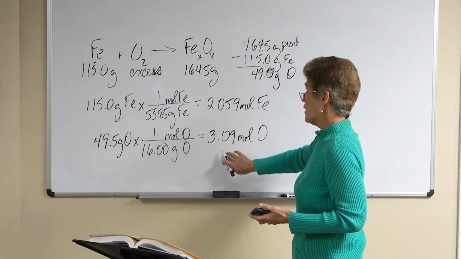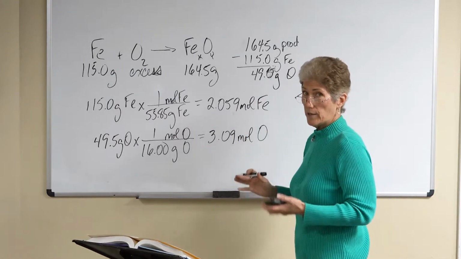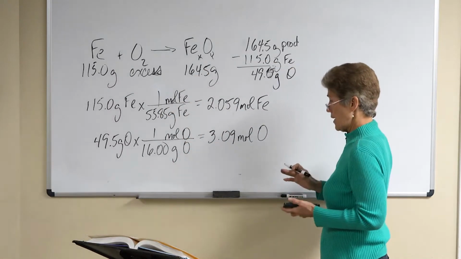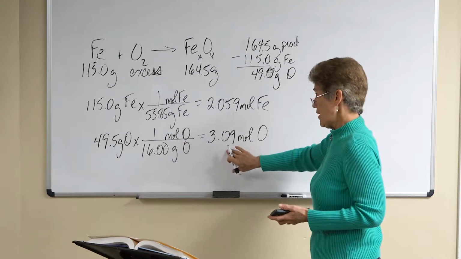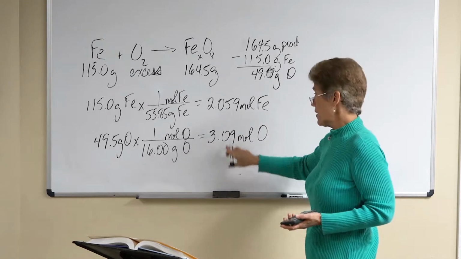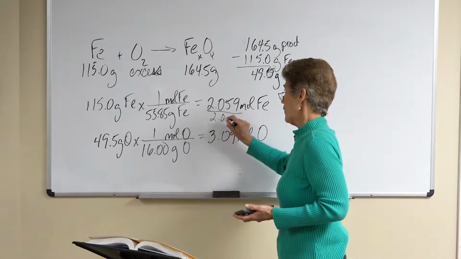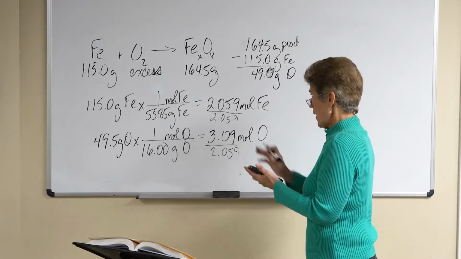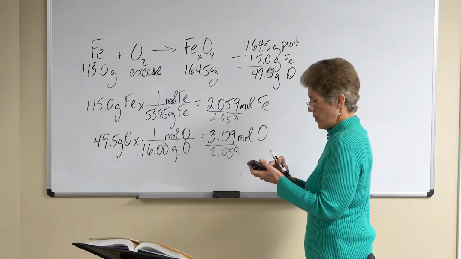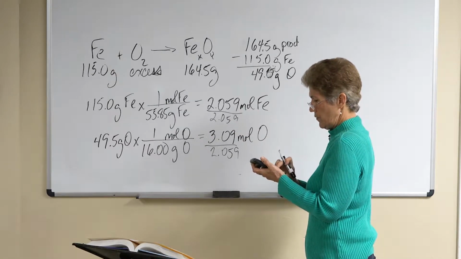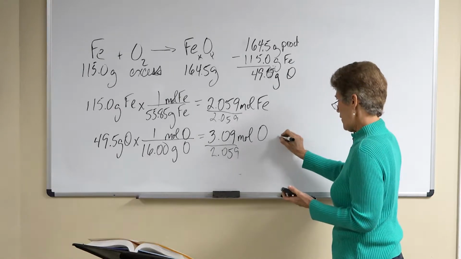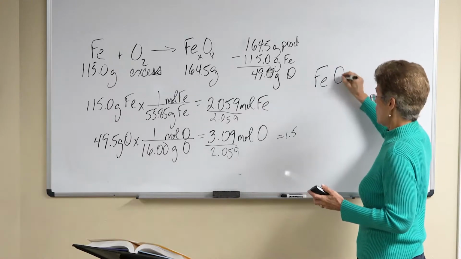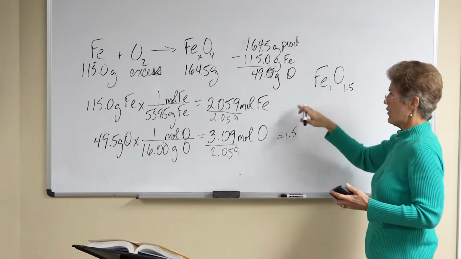So here's my moles of the only 2 things that are in this one solid, it says a pure solid, so this one solid that has come out of this. Now, these are different numbers, so I'm going to divide them both by the smallest number, which would be this one. So I'm going to divide this by that also. I know that's going to be a 1, 3.09 divided by 2.059. This is 1.5. So what that means at this point is it's Fe1O1.5. That's what we've come up with here.